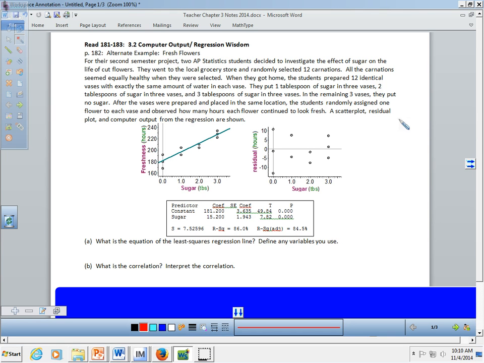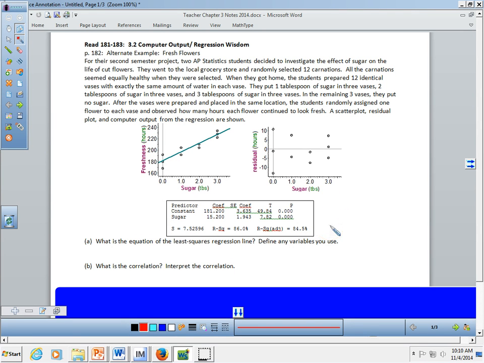So after the vases were prepared and placed in the same location, the students randomly assigned 1 flower to each vase and observed how many hours each flower continued to look fresh. A scatter plot, residual plot, and computer output from the regression are shown. Now you'll be given these 3. The scatter plot with or without the regression line, you may have to draw that in, but you'd be given the scatter plot, the residual plot, and then this. This is computer output.